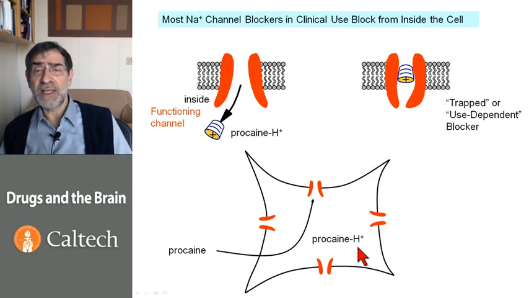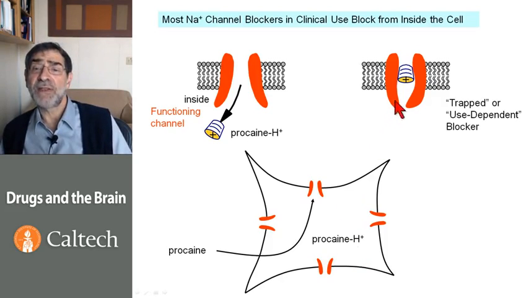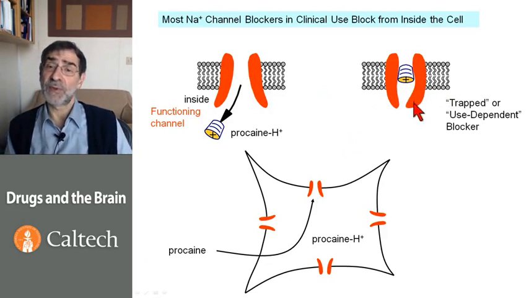The other key to understanding the action of some blockers is that they get trapped inside the channel by the very inactivation gate that we have been discussing. So, go inside the cell, work from there. When the channel is open and gives you a place to bind, get trapped in that channel by the inactivation mechanism.